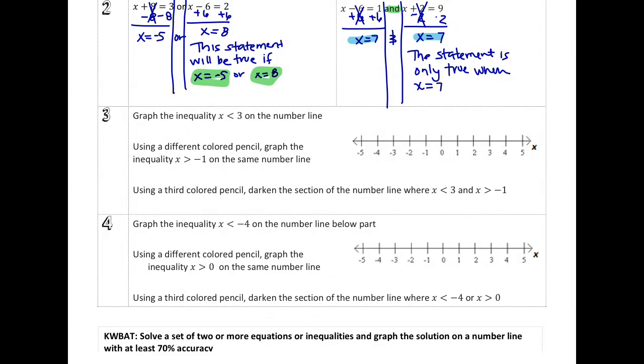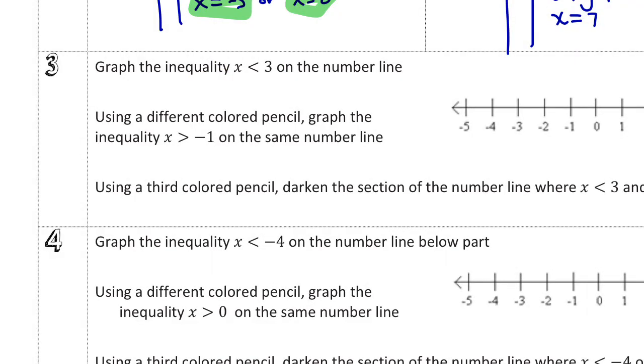Okay, so let's take a look at this next part. This is the next part where you will need some colors for your notes, so make sure you have those ready. Using our first color, we are going to graph the inequality x is less than 3 on the number line. I'm going to use blue just because I already have it up. So x is less than 3.